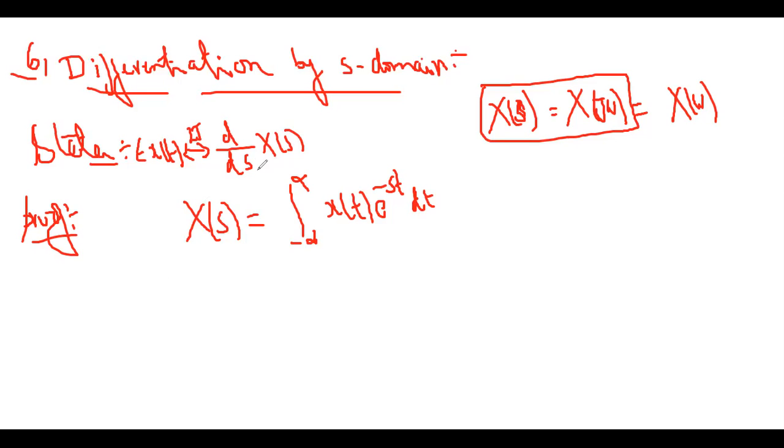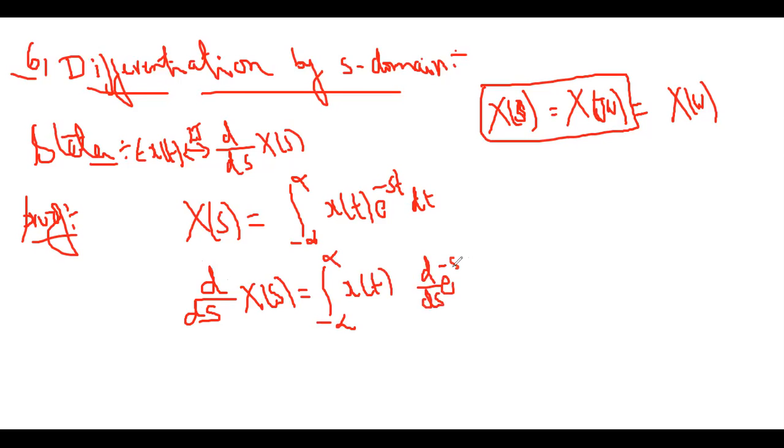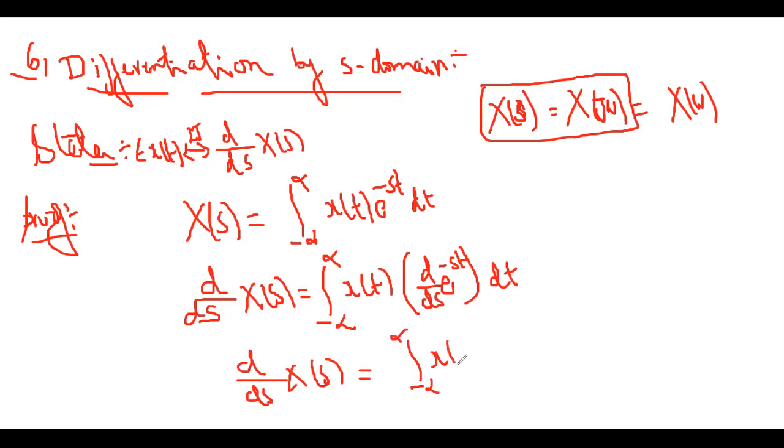Now, what they are asking here is the differentiation in the s domain. So apply the differentiation on both sides with respect to s. Here the s term is only in the exponential; the remaining is constant. So take the differentiation with respect to s for e power minus st dt only, and d by ds of X of s is equal to integral from minus infinity to infinity of x of t.